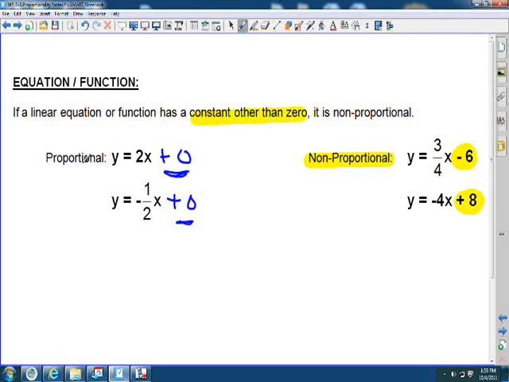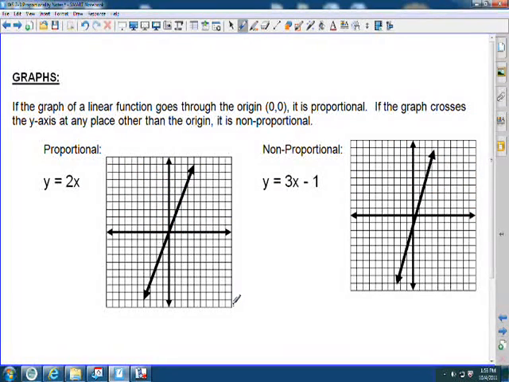Next, right here looking at a graph. If the graph of a linear function goes through 0, 0, it is proportional. So this one right here, see how it goes through 0, 0? That's why it's proportional. This one crossed down here on the y-axis, this is non-proportional.